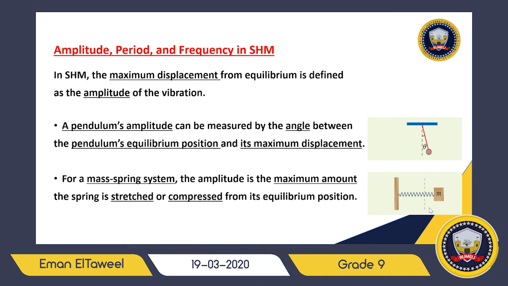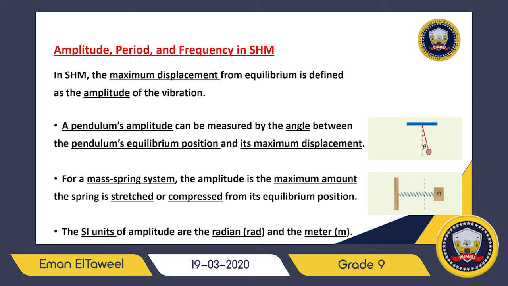Similarly, in the mass spring system, the amplitude is the maximum amount that the spring is stretched or compressed from its equilibrium position. Stretched to the right side, for example, or compressed to the left side away from the equilibrium position, is also called amplitude. Amplitude, by the way, is measured in meters, since maximum displacement is measured in meters, as you know. And here is another SI unit, which is called radian. So the SI units of the amplitude are radian, rad, and meter, both of them.